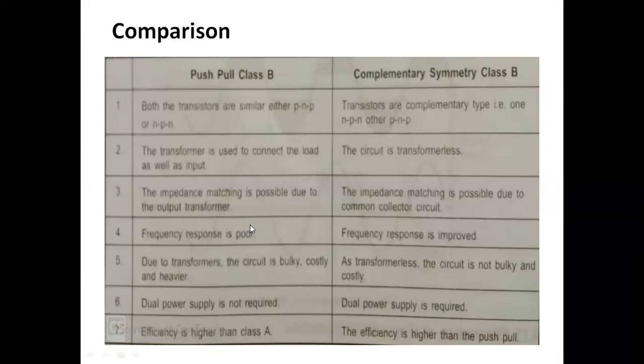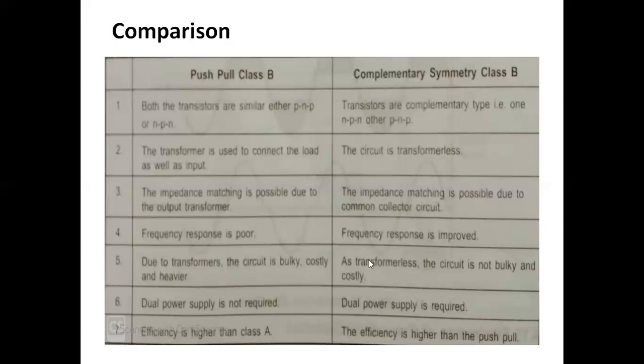Next, fourth difference is frequency response is poor. Why is it poor? Because here we are using a transformer. Because of the transformer, frequency response is poor. But in this case, there is no transformer, so frequency response is improved. Next point, due to the transformer, the circuit is bulky, costly and heavy. We know if you are using a transformer, the circuit becomes bulky, costly and heavy also. In this case, there is no transformer, so the circuit is not bulky and the cost is also low.